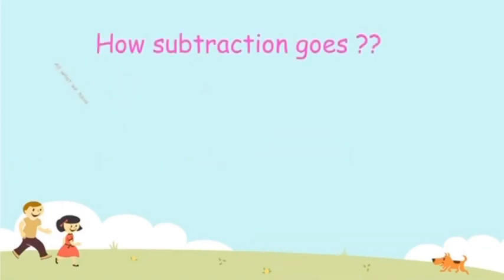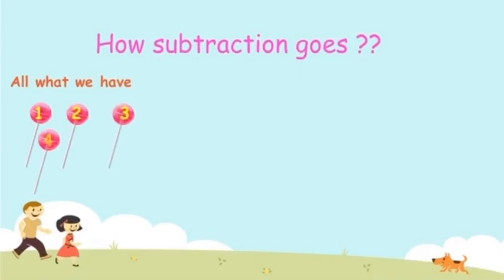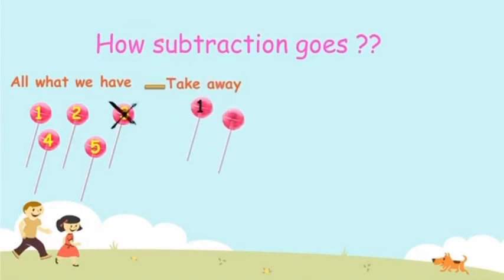If we want to show that in a bigger example, we put all what we have at the left side. 1, 2, 3, 4, and 5. This is all what we have, 5 lollipops. Minus means take away. Take away 1. Unless you take away, you cross the other one over. Take away 2, cross the second one. Take away 3, and cross the third one.